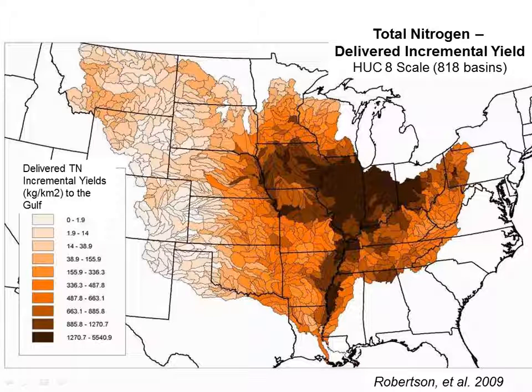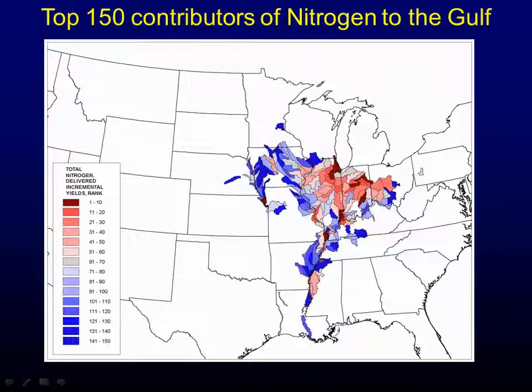All you have to do is take those incremental yields and break them down from 1 to, and this was done at a HUC 8 scale, and just rank them from 1 to 818. So that was really quick and dirty, and I could come up and say, here are the top 150. No big problem. The number one source, in this case, of nitrogen is coming from some of these really big urban areas, with a lot coming from sewage treatment plants.